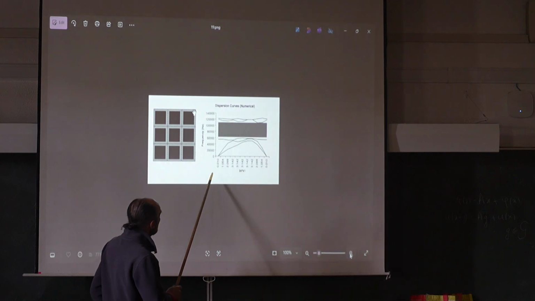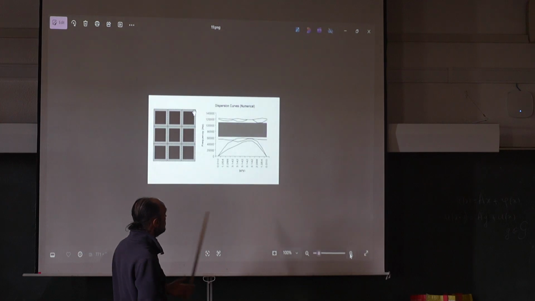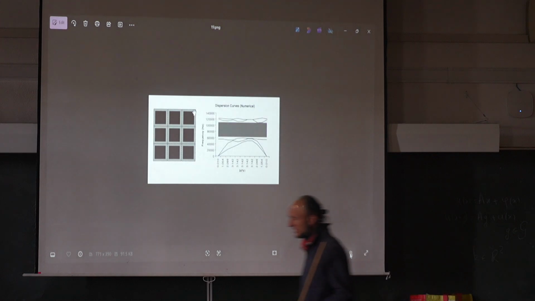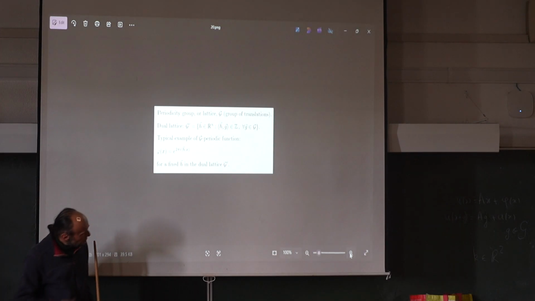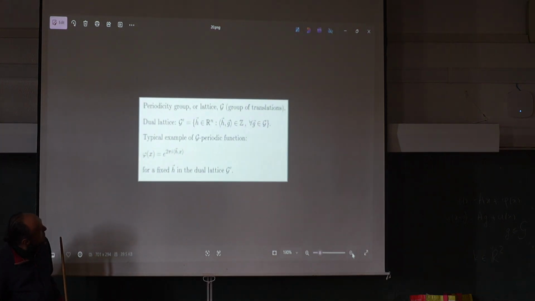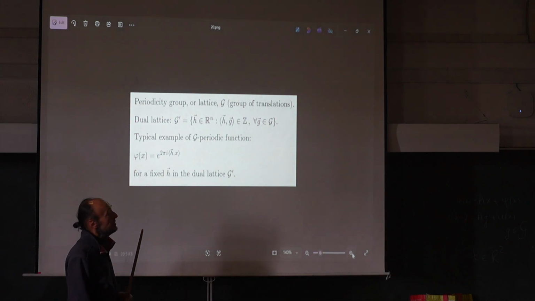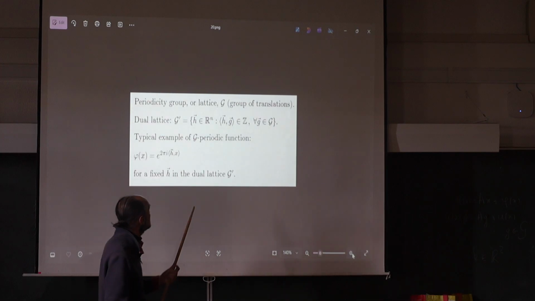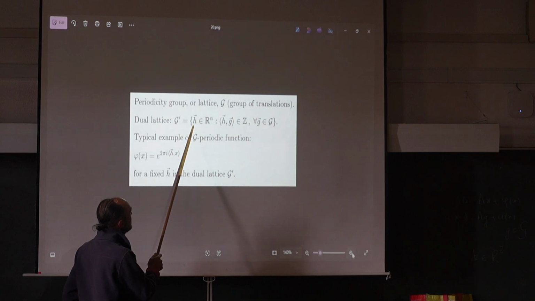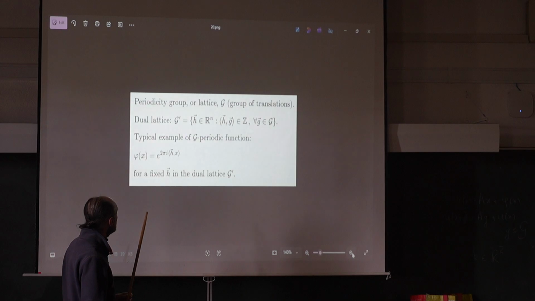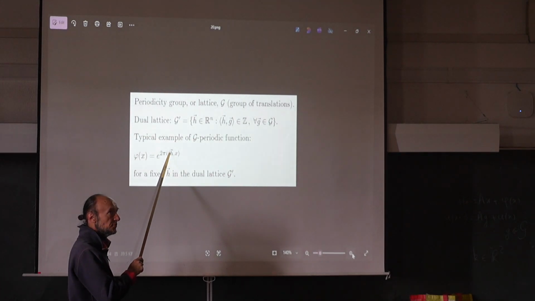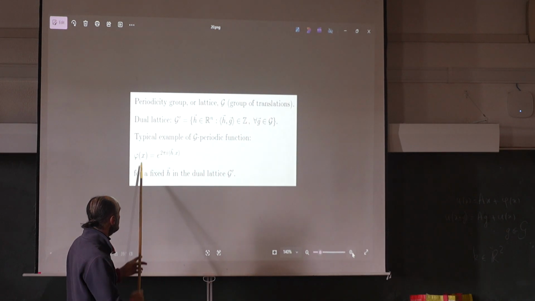Now, when you analyze the wave vector K, you don't have to go to the entire plane. So initially K is something in R2, but actually you can limit it, otherwise the analysis becomes impossible. You can think like this. You have a periodicity group, which I call G, and you define a dual group, which is the vectors having these properties. And so these are the vectors whose inner products are integers. This is a typical example of a periodic function. If you put here as wave vector something in the dual lattice, then you get a periodic function.